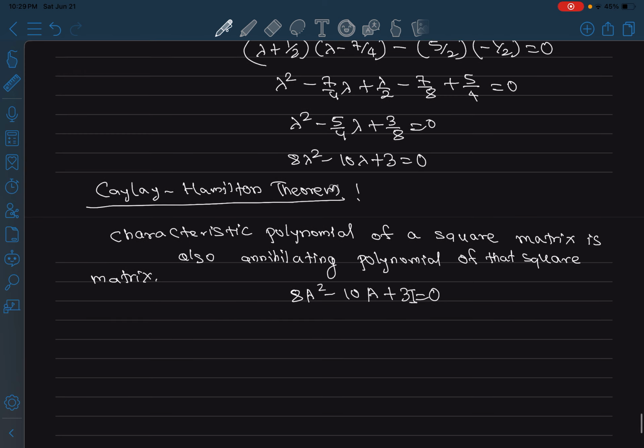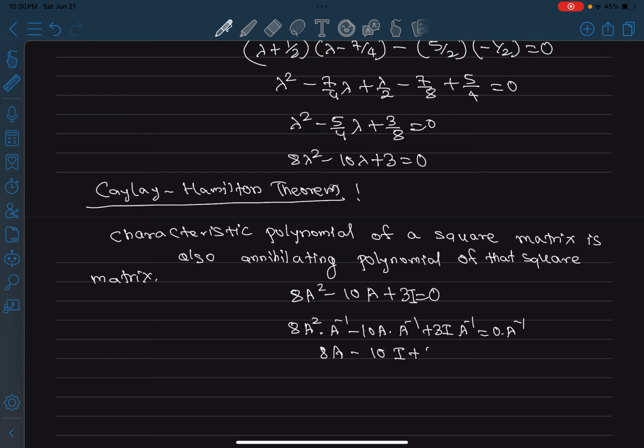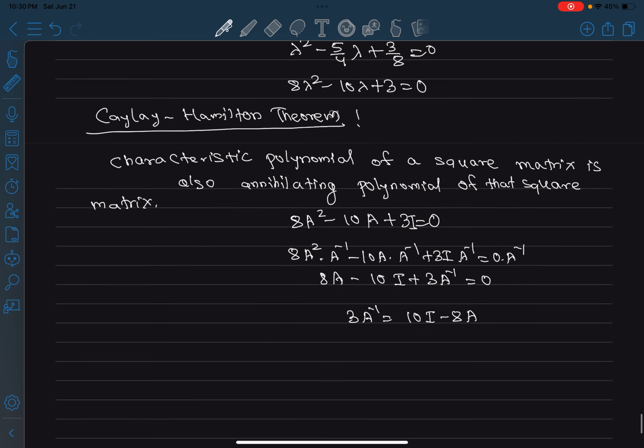Now if I multiply both sides by A inverse, I get A squared times A inverse minus 10A times A inverse plus 3I times A inverse equals 0 times A inverse. Now this becomes 8A minus 10I plus 3A inverse equals 0. Now you have seen how to find A inverse. 3A inverse will just be 10I minus 8A, so A inverse will just be 10 by 3 I minus 8 by 3 A.